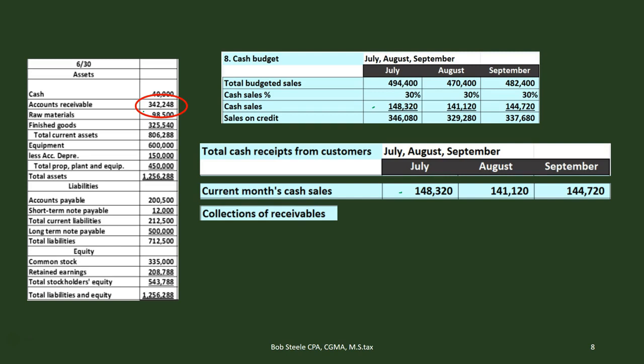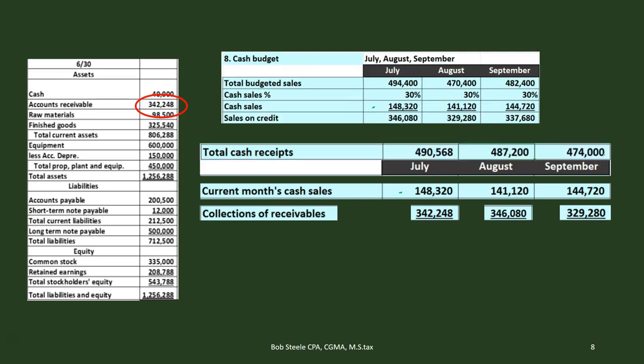Some problems could have much more complex assumptions. They could assume that we're going to get so much this month and then so much the month after, and we'd have to figure out what the cash flow would be in relation to the sales we make on account. In this case, we're going to say that we received all of that in July, and then in August we're going to receive everything that we sold in July. And then in September, we're going to receive everything we sold in August on account. That's the assumption we're making.